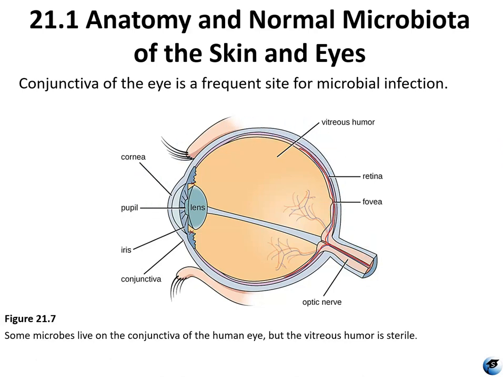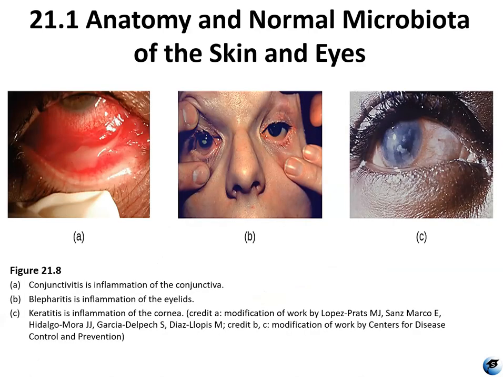The interior of the eye is composed of two chambers filled with fluids called humors. The back interior wall of the eye is the retina. The retina contains billions of sensory neurons that respond to light energy, and the retina sends nerve impulses to the brain down the optic cranial nerve. You do have some microbes that live on the conjunctiva of the eye, but your humors are going to be sterile. Conjunctivitis, also known as pink eye, is shown here in figure 21.8.